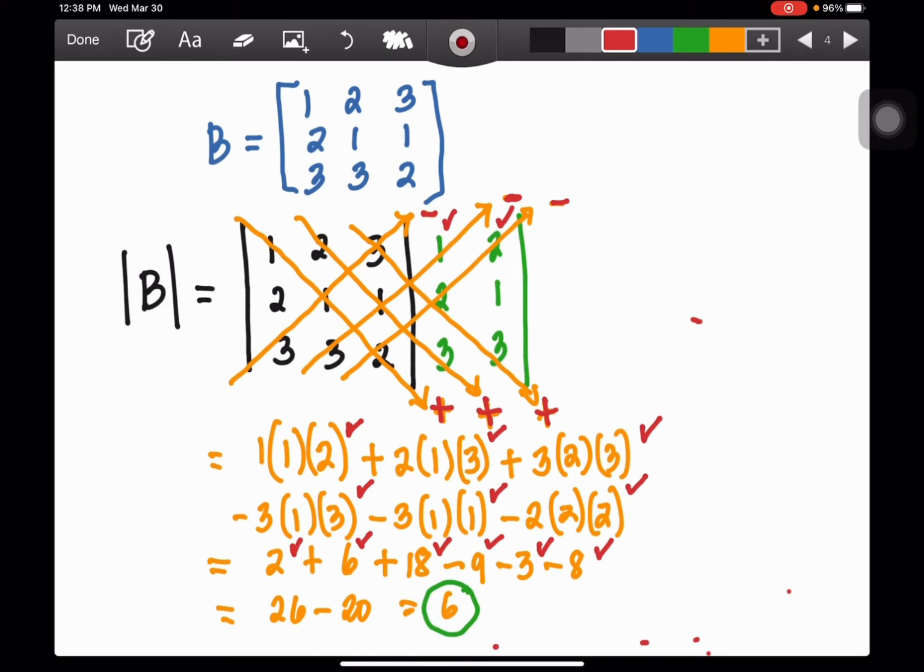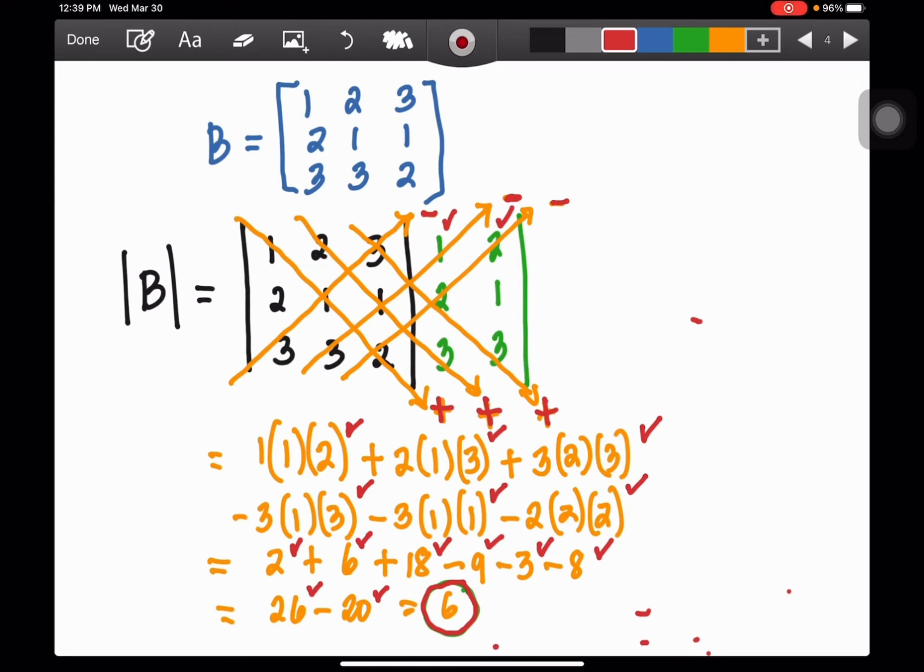So we add all the positive numbers, we get 26, that's 2 plus 6 plus 18. And then negative 9 minus 3 minus 8, adding all these negative numbers, you have negative 20. So 26 minus 20 is equal to 6, which is the determinant of the given matrix B. So we have another method.